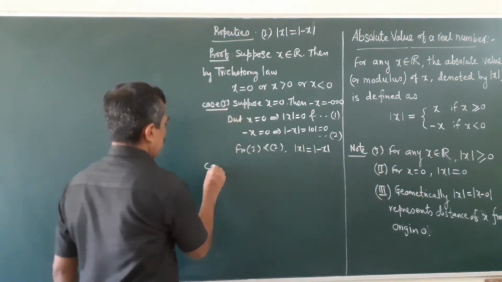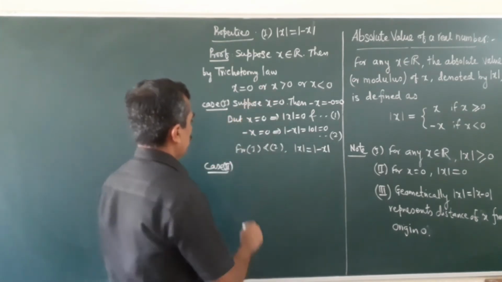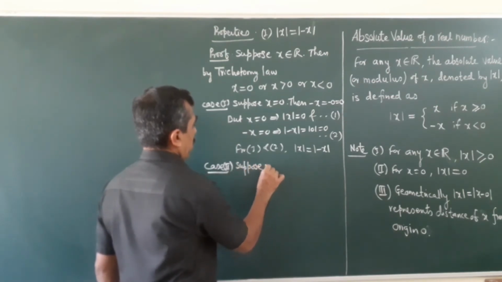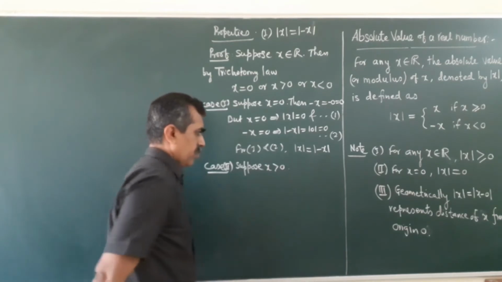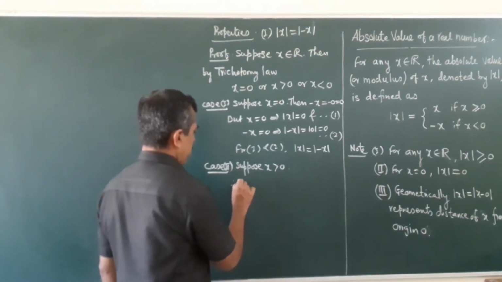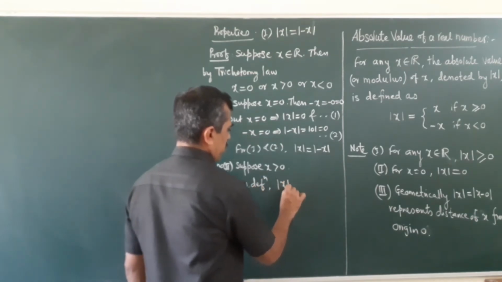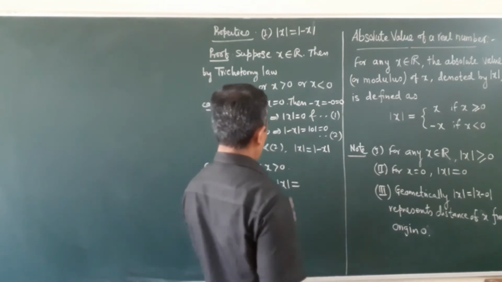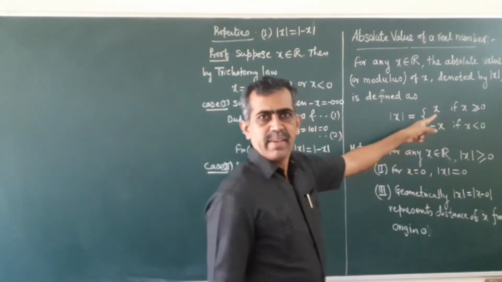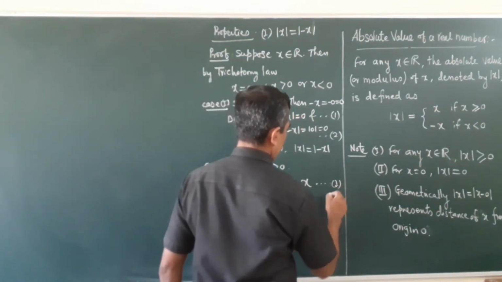Case 2. Now suppose x is greater than 0. Therefore, by definition, what is mod x? If x is greater than 0, then mod x is x itself. Mod x is equal to x. This is my number 1.